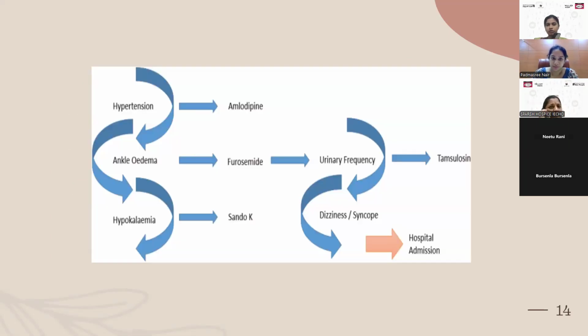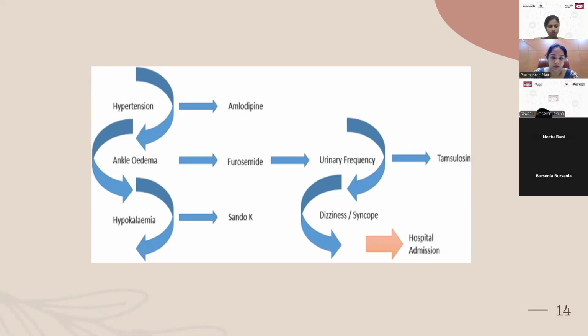So this is an example of a prescription cascade where a doctor has started a patient on amlodipine for hypertension because his BP was high. Now, one of the side effects that we get with amlodipine is ankle edema, that is swelling around the ankles. Now, when the patient is presented with swelling in the ankles, the doctor decided to start him on furosemide. Now, this is a diuretic that causes increased passage of urine, and that has resulted in increased urinary frequency. Now, when the patient presented with urinary frequency, the doctor started him on tamsulosin, which is a drug that is used for BPH.